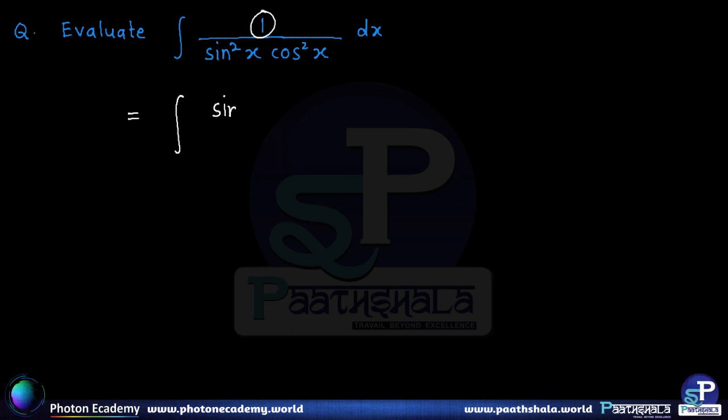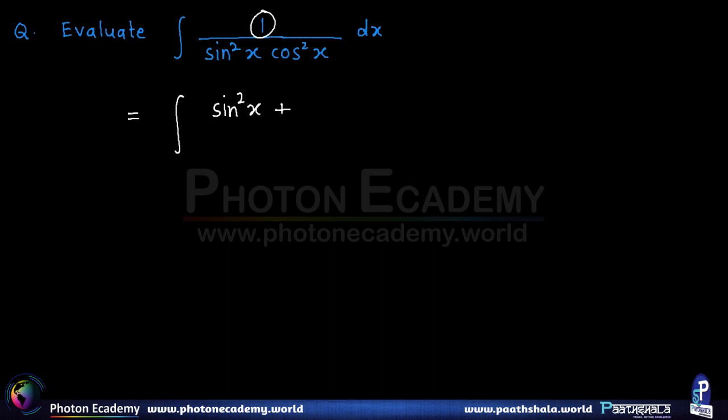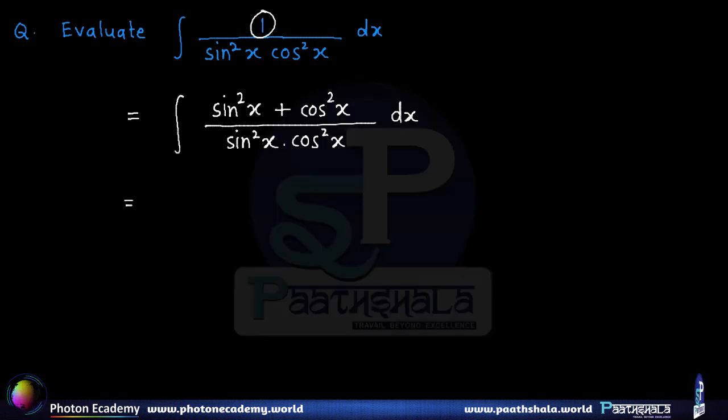that is the 1 which is present in the numerator, we break it, or rather express it using already known identity as sine square x plus cos square x, isn't it? Divided by sine square x into cos square x. Alright. Now suppose we split the fraction, that is the first portion, sine square x upon sine square x into cos square x. That gives us 1 upon cos square x, correct?